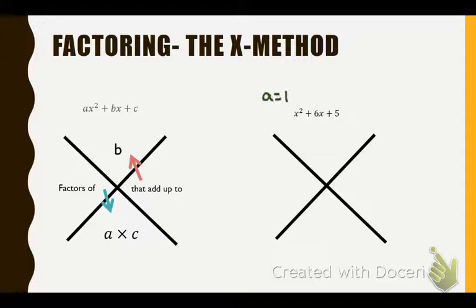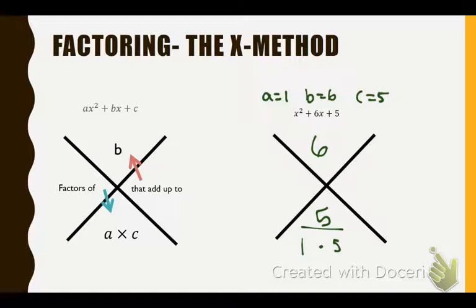So we said A is 1, B is 6, C is 5. 6 goes in the top, 1 times 5, so 5 goes in the bottom. So you always start with the number 1. 1 goes into 5 how many times? 5. Does 2 go into 5? No. Does 3 go into 5? No. Does 4? No. And 5 times 1 is already written there.